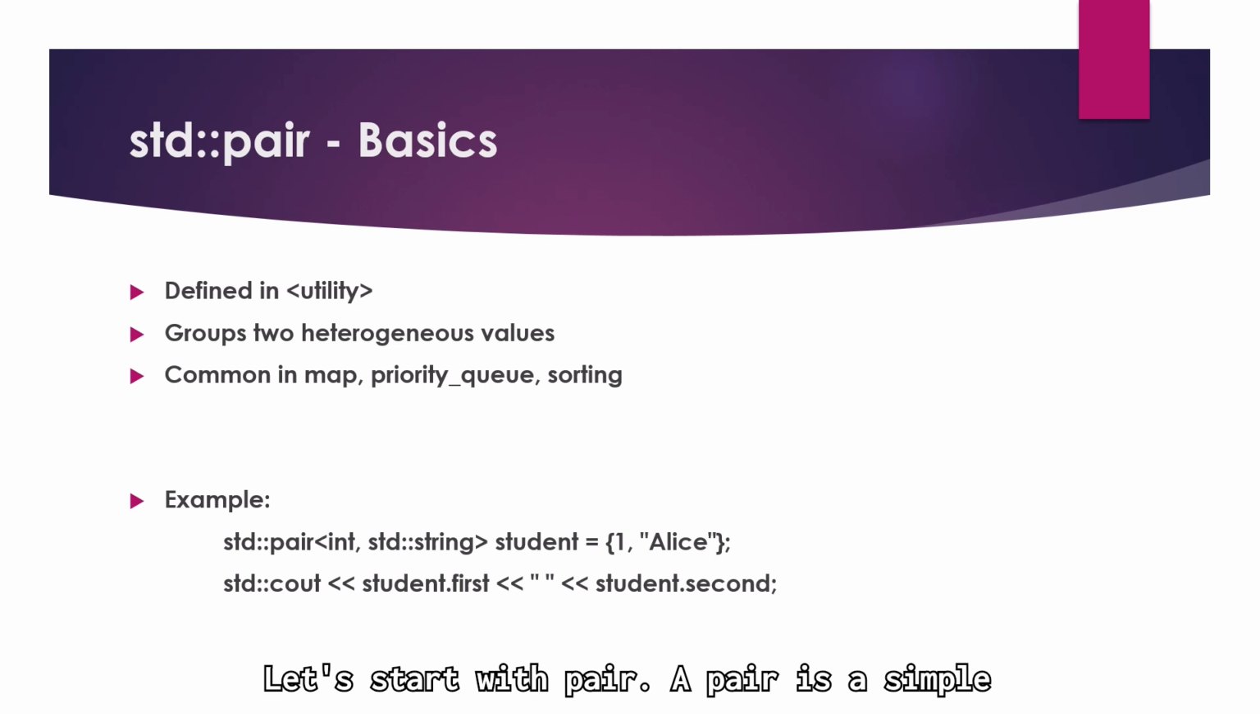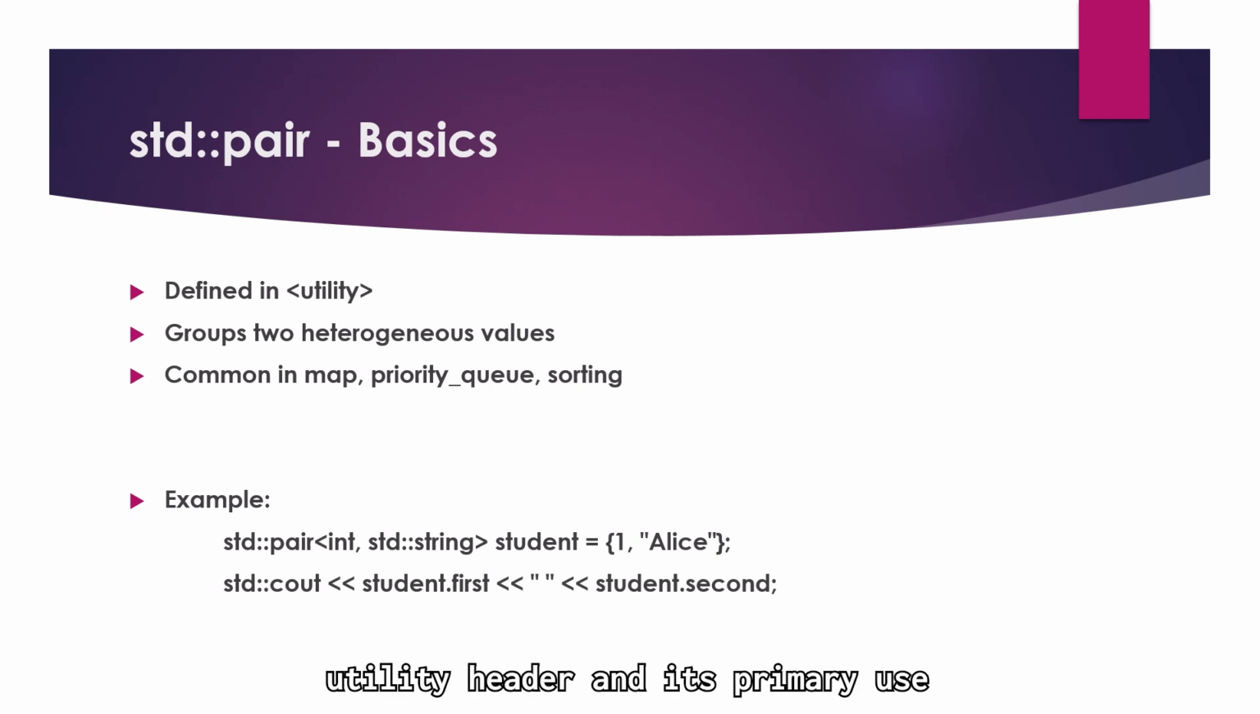A pair is a simple yet incredibly useful container that can hold two values of possibly different types. It is defined in the utility header, and its primary use is to store two related pieces of data. For example, you might use a pair to represent a coordinate, a key-value pair in a map, or even return two values from a function. You can easily access the two values in a pair using .first and .second. This makes it a great tool for quick, compact data storage.